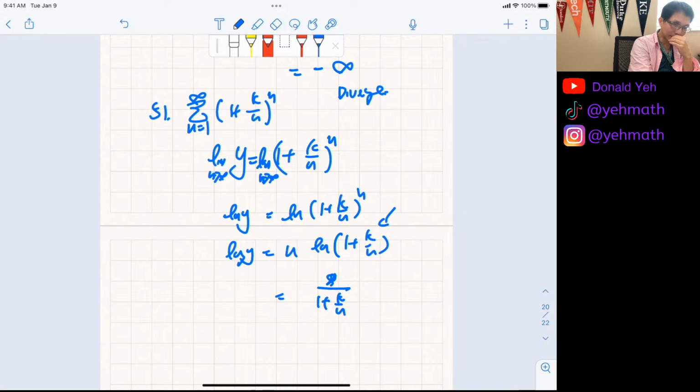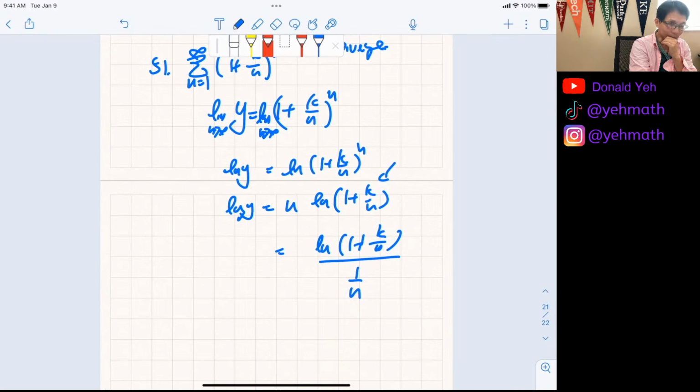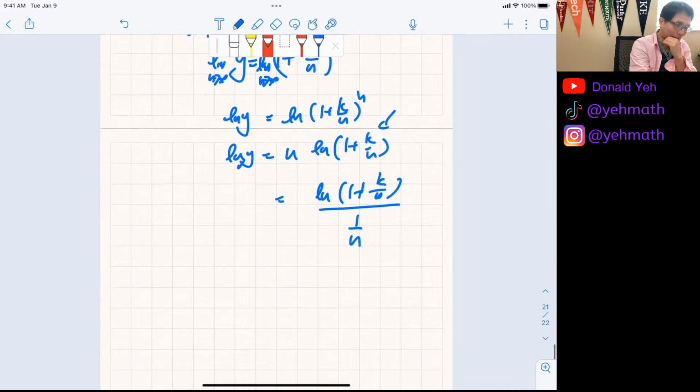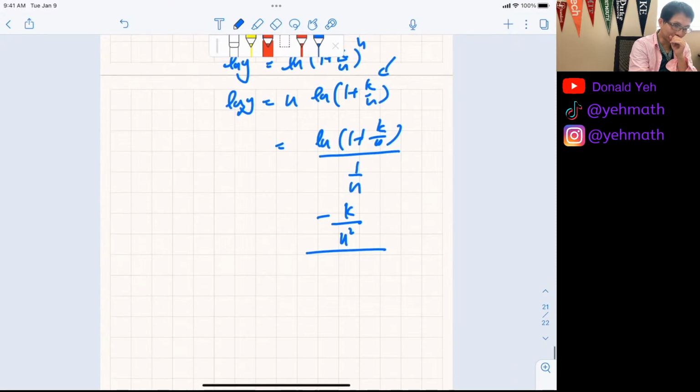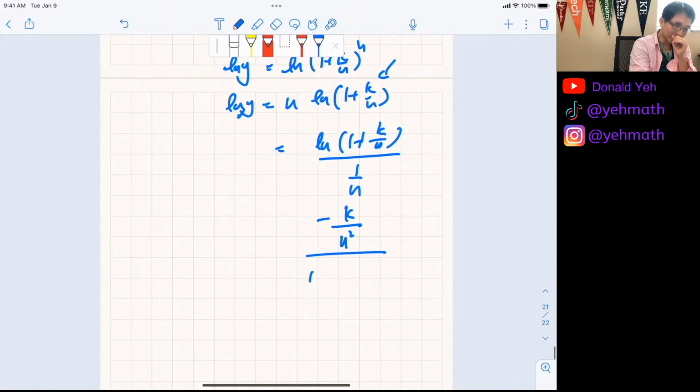First of all, I need to divide this by n to the negative 1. So natural log of 1 plus k over n, and that's equal to over 1 over n. Now I'm going to take a derivative of the top and bottom, so that's going to be negative k over n squared over 1 plus k over n, all over 1 over n squared.